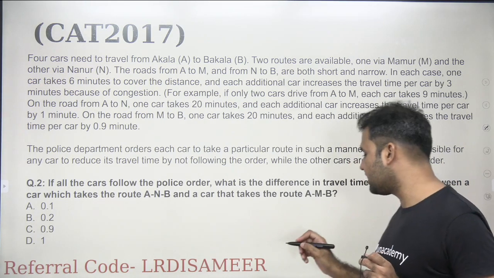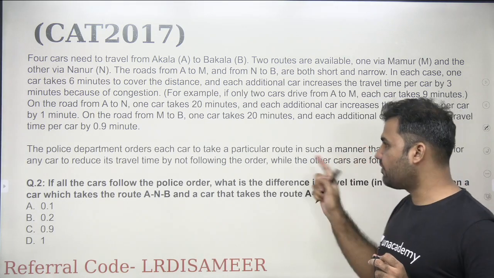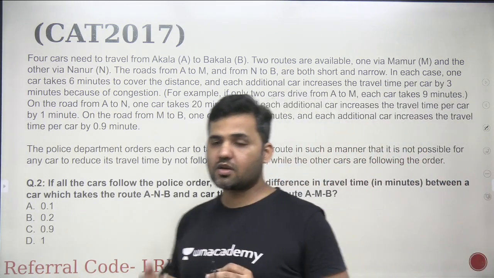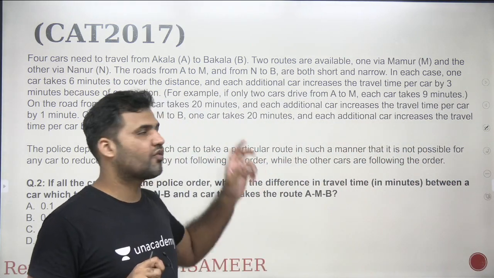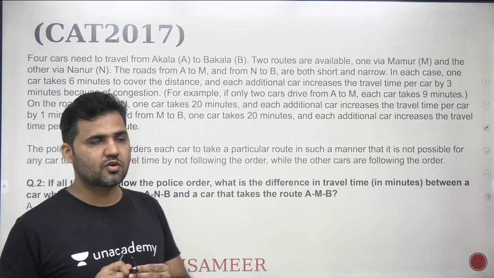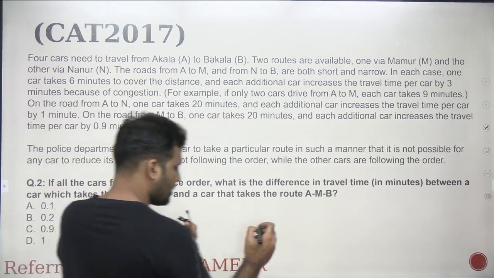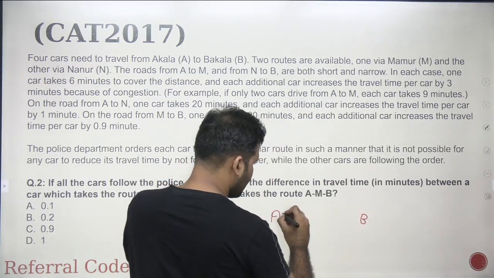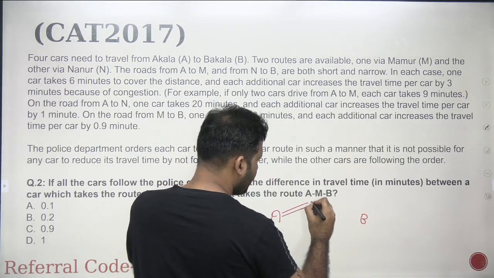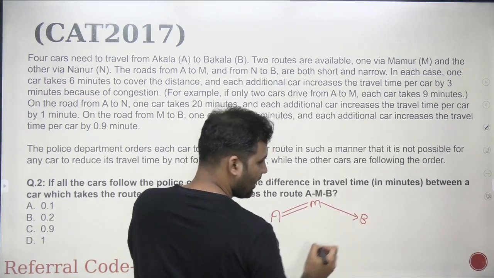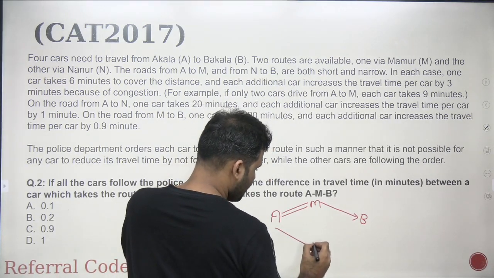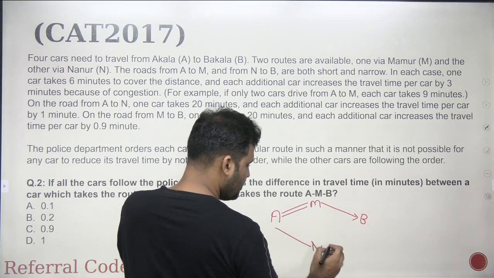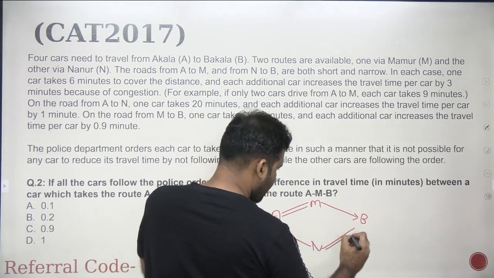We have already seen that if every car is following the police order, then two cars will be using the route A-M-B, and two cars will be using the route A-N-B. The basic instruction says that from A to B there are two possible options: you can go from A to M and then use the route M to B, or you can go from A to N and then from N to B.